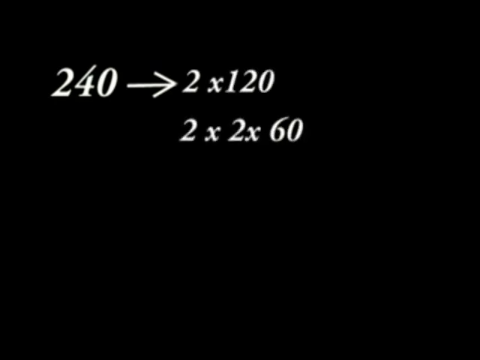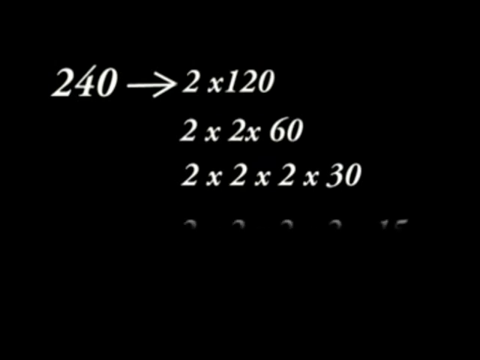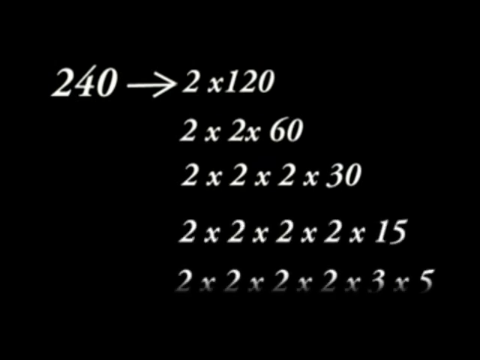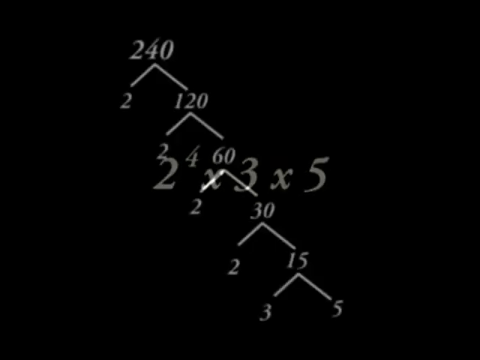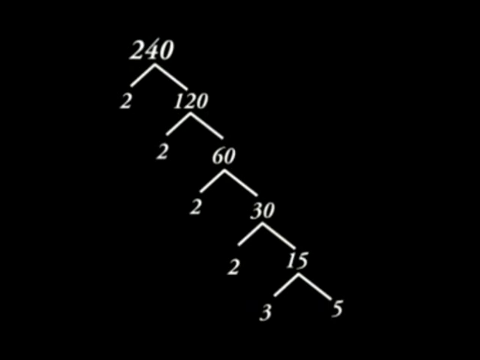Similarly, 240 can be prime factorized as follows: 2 times 120, then 2 times 2 times 60, 2 times 2 times 2 times 30, all the way until we have 2 raised to power 4 times 3 times 5. It can also be expressed in the form of a tree diagram as in the case above, which is illustrated below.